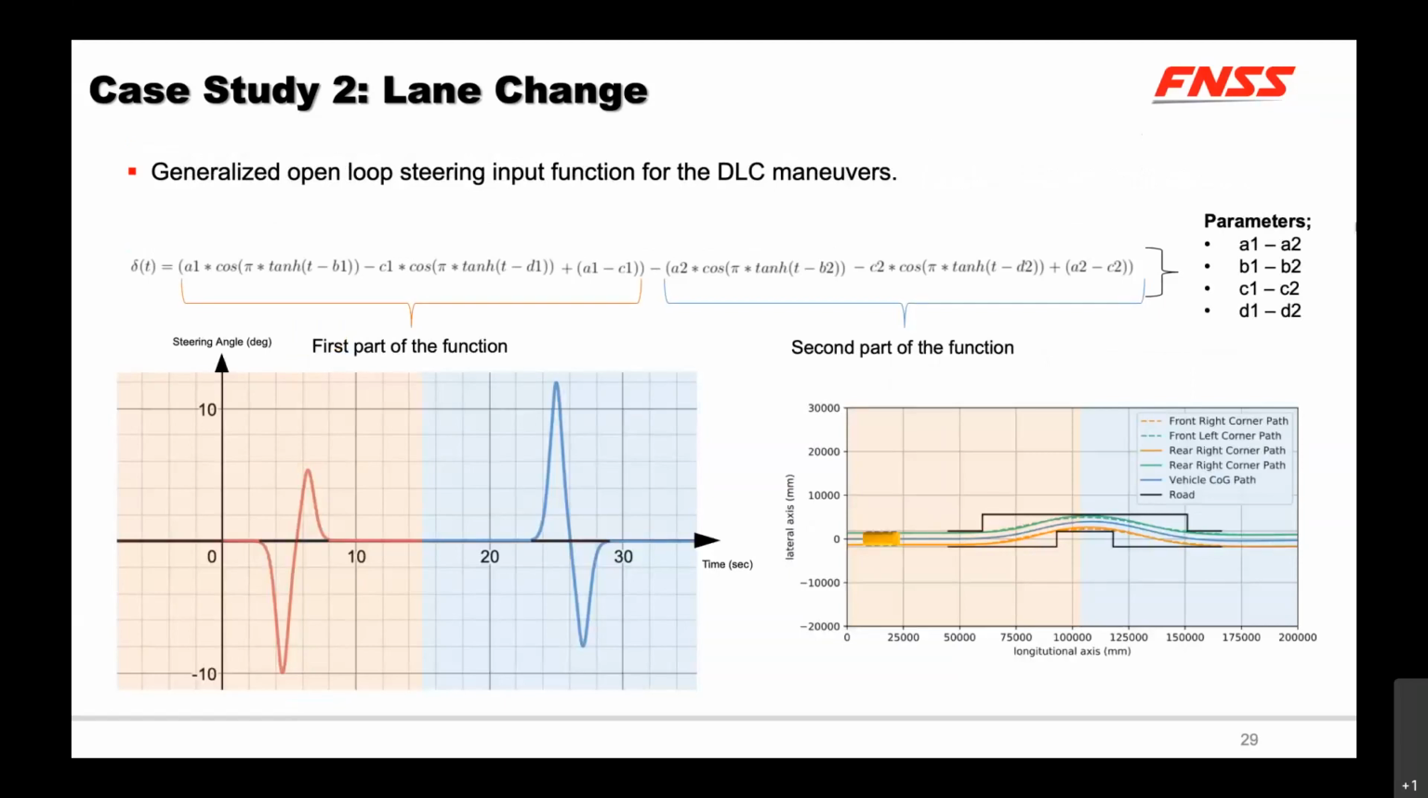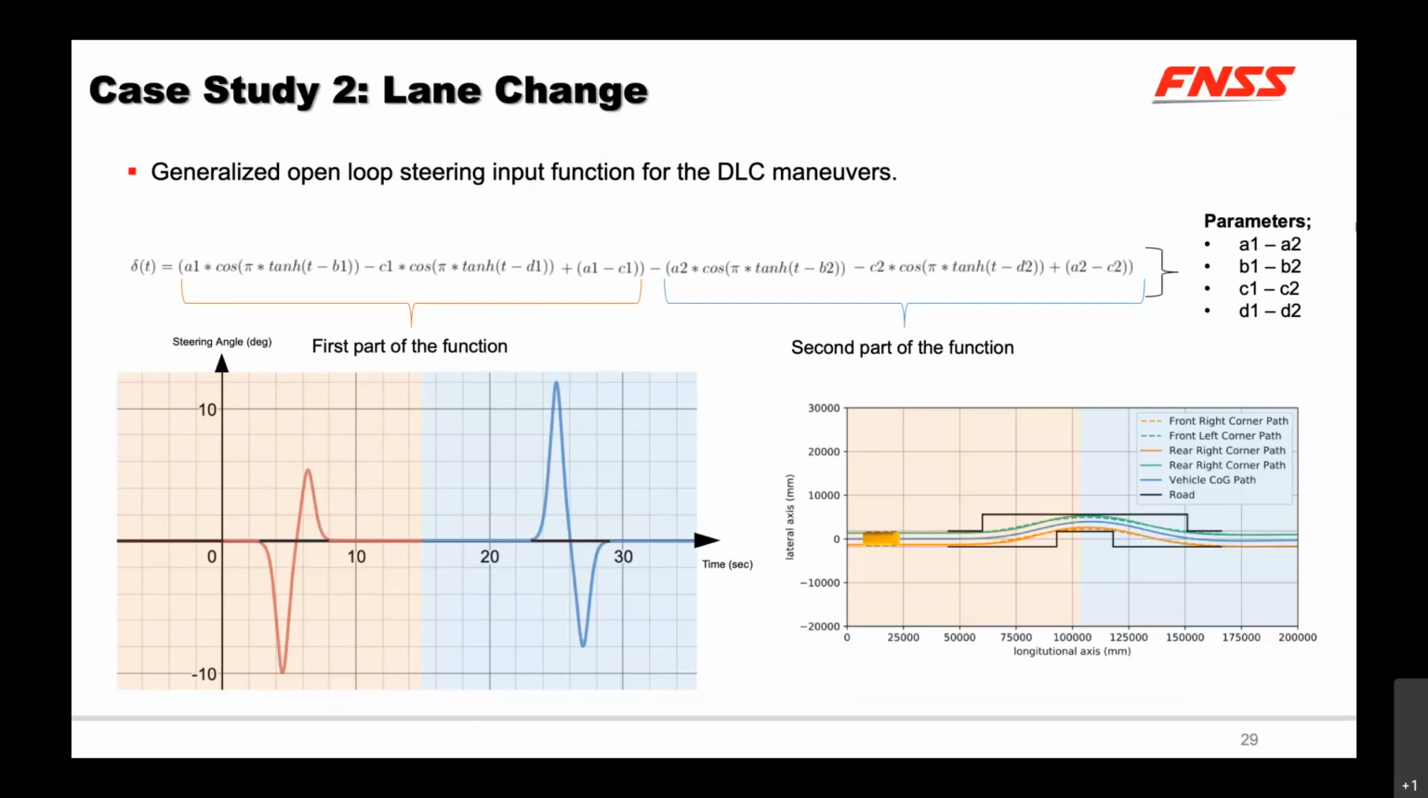So to achieve this, I'm using a function that I derived for this purpose. This function has 2 parts. The first part is the first lane change steering input, and the second one is the second lane change input. As you can see here, each side has a drop and a peak, and the magnitude of the peak and the drop changes according to some parameters.